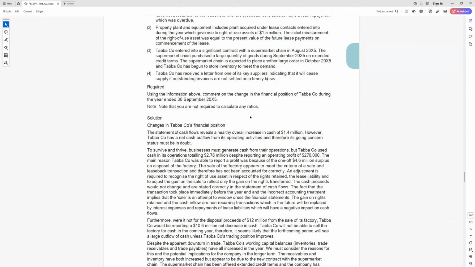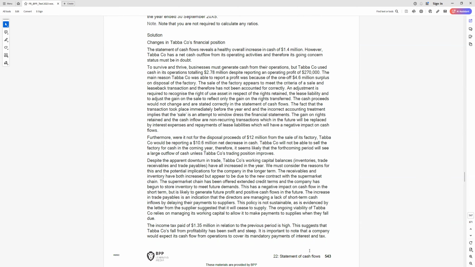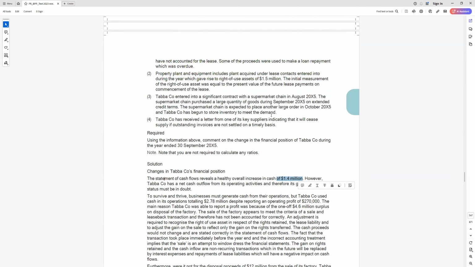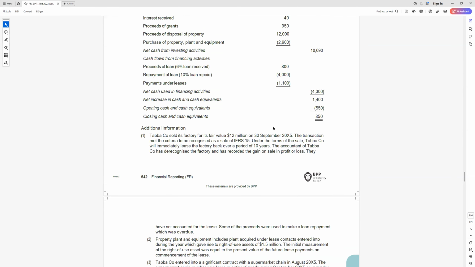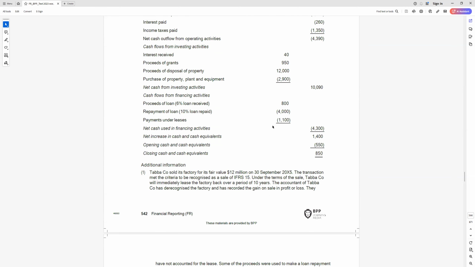For example, the sales must have increased, because if they entered into a new contract with the supermarket, then definitely the sales need to increase. And for that reason, the trade receivables increase and inventory increases. We have to link it with the scenario. Let's have a look. The statement of cash flow revealed an overall healthy increase in cash of 1.4 million. So healthy overall increase means the total increase in cash flow, and it shows 1.4 million.